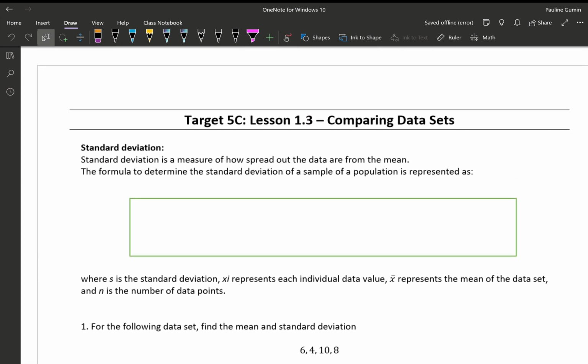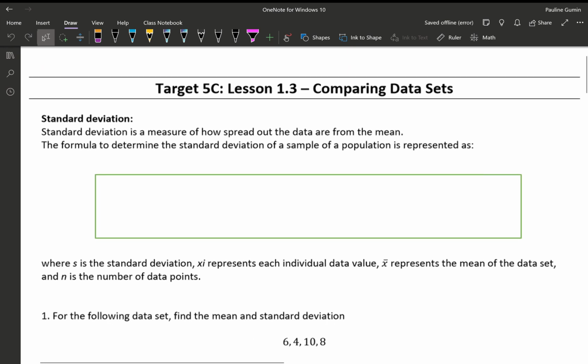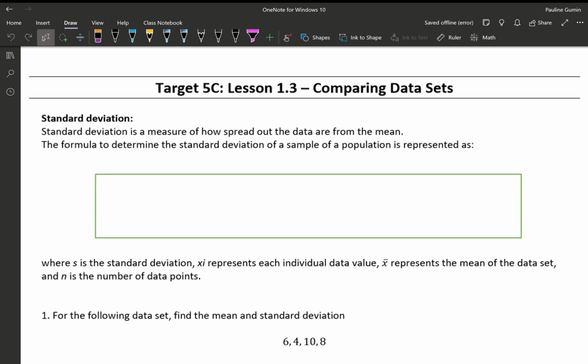In all of Target 5C, we will be comparing data sets, but in this video in particular, we're going to be talking about standard deviation. Now, will I show you how to do this way faster than how you're going to see it today? Absolutely. But I don't want to just teach you how to press buttons. I would like you to see the process in which your calculator would be doing standard deviation, and how we used to do them before calculators.